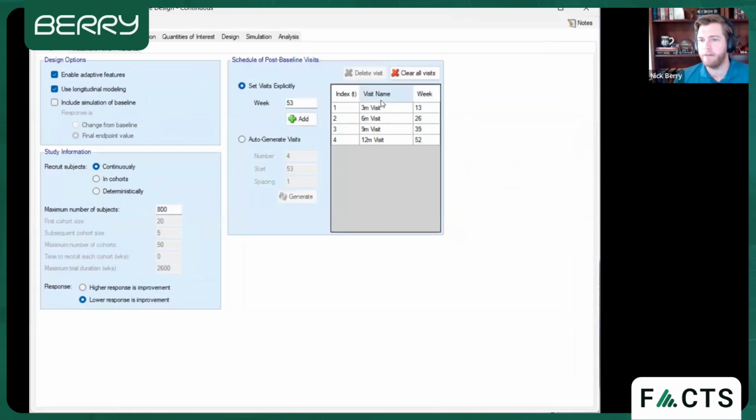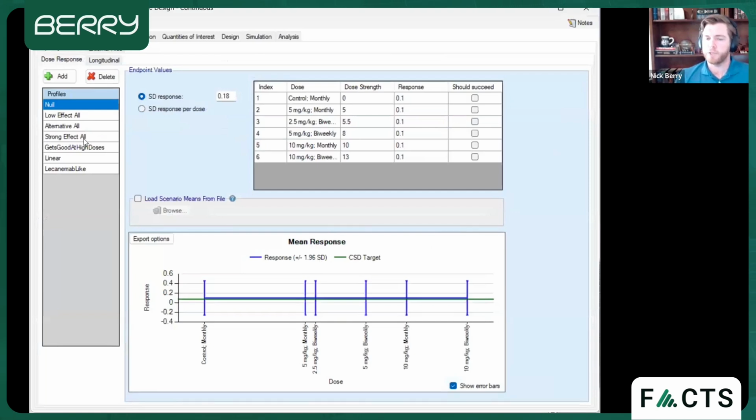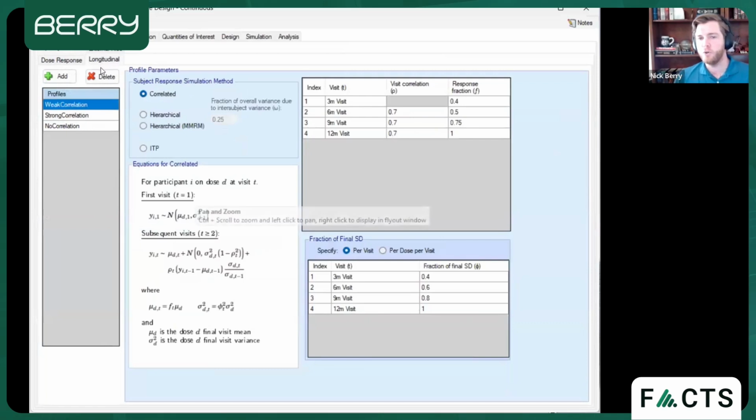So patients have a first visit at 13 weeks, which is about 3 months, then 26 weeks, 39 weeks, and 52 weeks. So those are 3, 6, 9, and 12 month visits that I've set up. Treatment arms are the same. Virtual subject response is the same in the sense that the dose response, like the efficacy scenarios I'm simulating, are identical to before, but the longitudinal tab has been created.